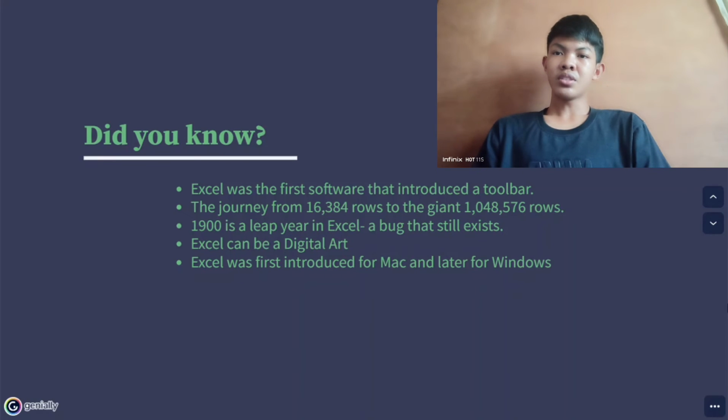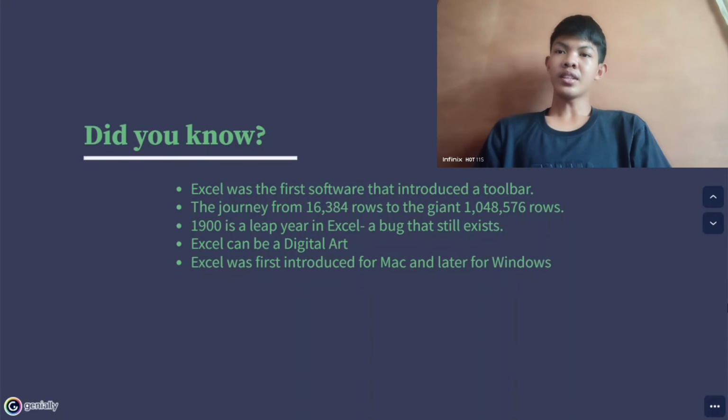Number 2. The journey from 16,384 rows to the giant 1,048,576 rows. With time, the software kept evolving and got better with each newly released version. So from a minuscule number of 16,384, the tool can handle more than 1 million rows and 16,384 columns from Excel 2007 onwards.